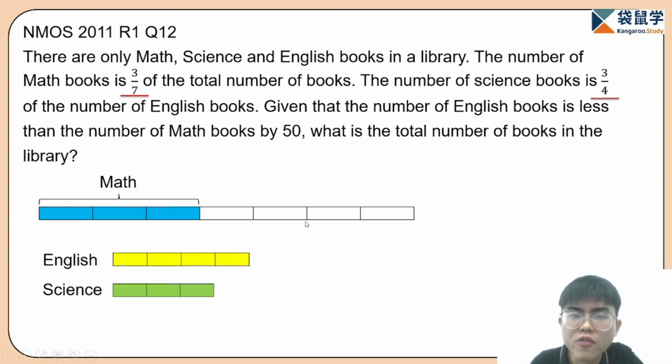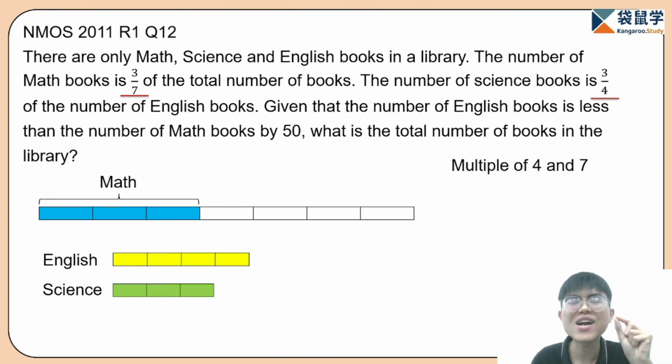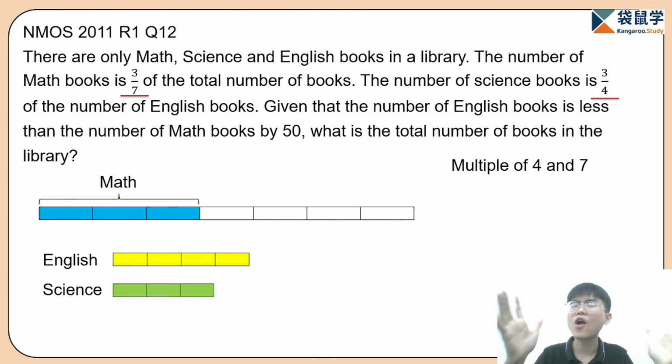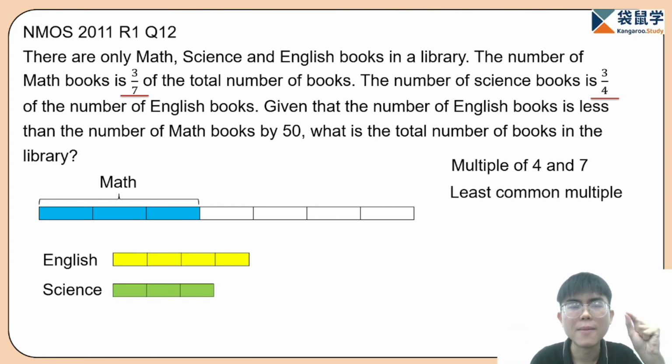So the remaining 4 units here is a multiple of which number? It is the multiple of 4. How about the 7 unit for English and the science book? It represents the multiple of which number? It is 7. So since one of it is the multiple of 4 and another one is the multiple of 7, which can we find that is both multiple of 4 and 7? We can find the common multiple. But there is a lot of common multiple for 4 and 7. Which one should we find? We can find the least common multiple.